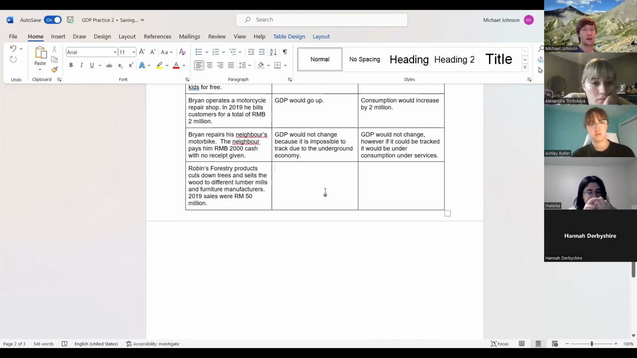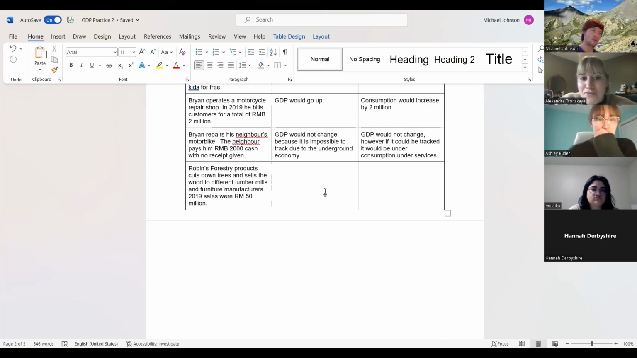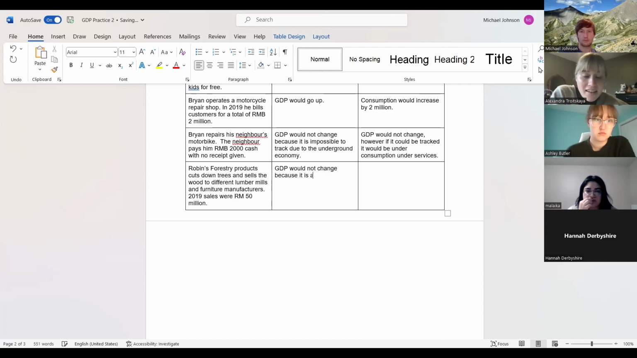And then Robin's forestry products cuts down trees and sells the wood to different lumber mills and furniture manufacturers. 2019 sales were RM 50 million. So I think here, it doesn't count for Robin's forestry. If you consider the lumber mills, though, the lumber mill would turn it into the different size planks and stuff that you would buy. So that's just intermediate at the moment. Yeah, exactly. Unless they turn it into something.